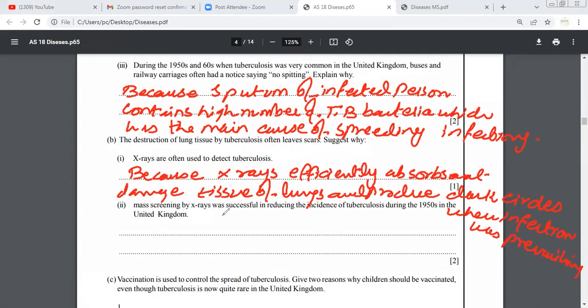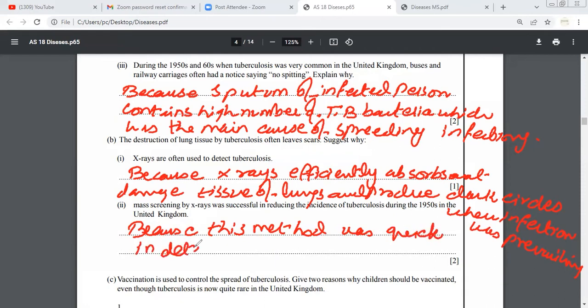Mass screening by X-ray was successful in reducing the incidence of tuberculosis during 1950 in the United Kingdom because this method was quick in detection and less time taking and cost effective, very cost effective.